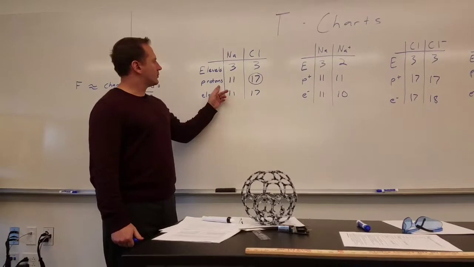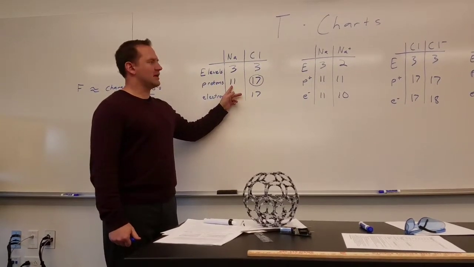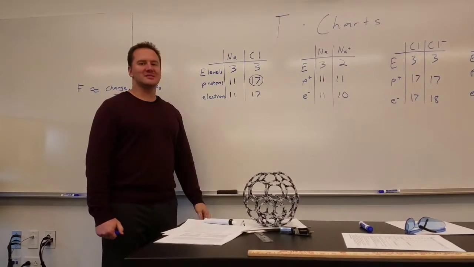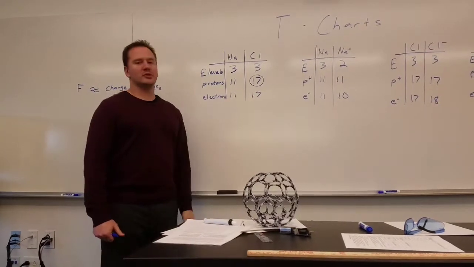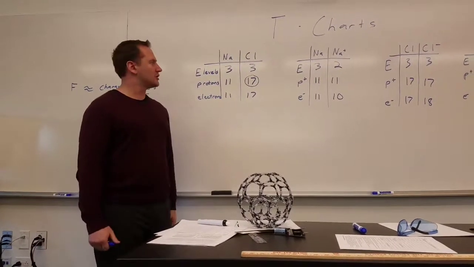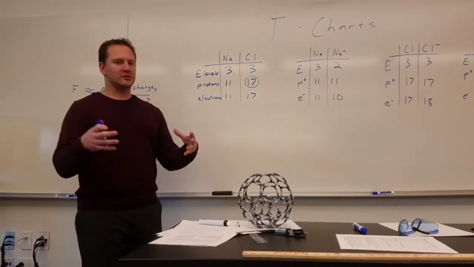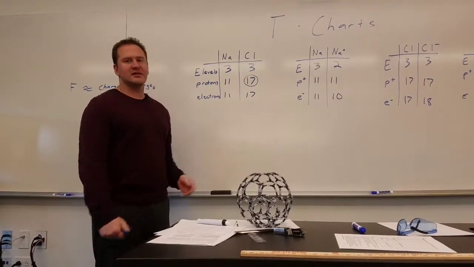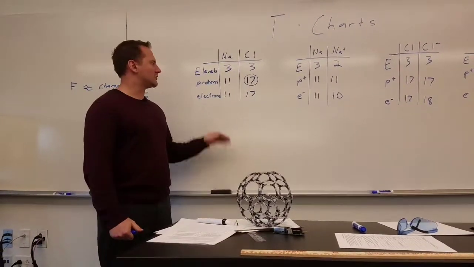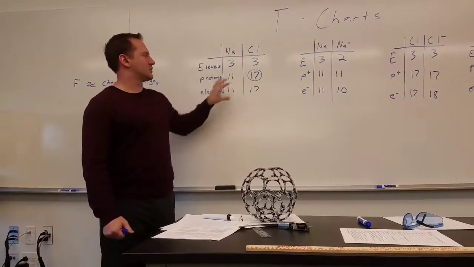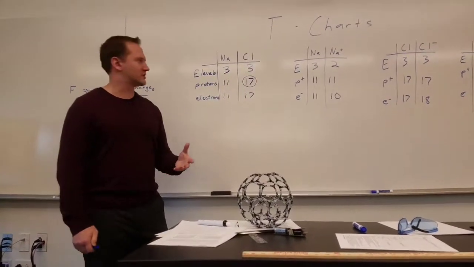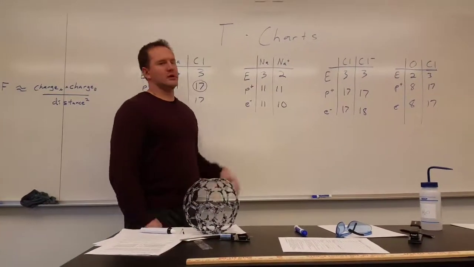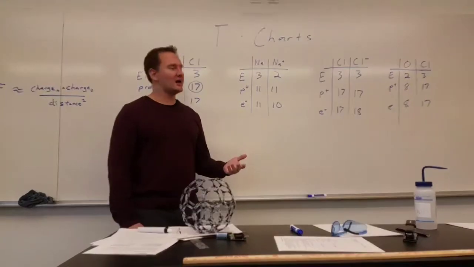But what's different between these two is that sodium only has 11 protons, while chlorine has 17. Therefore, chlorine is going to have a much greater effective nuclear charge, and it's going to be able to pull its electrons in closer. And it does, in fact, have a smaller radius as a result. Then, if these two things were the same, we would look at electrons, but we don't need to at this point.